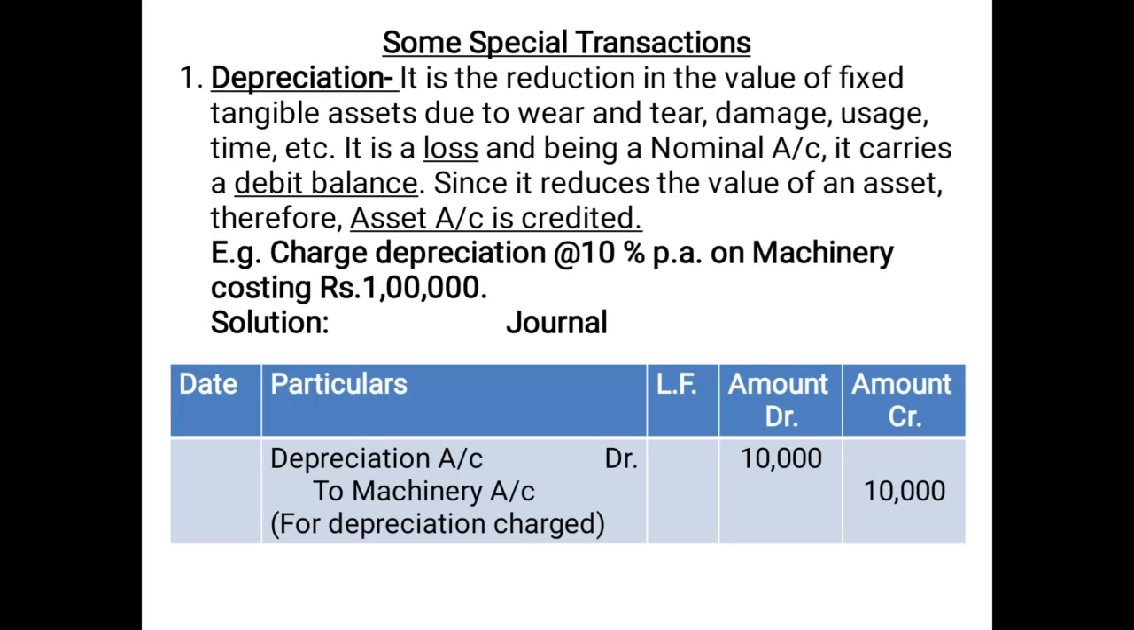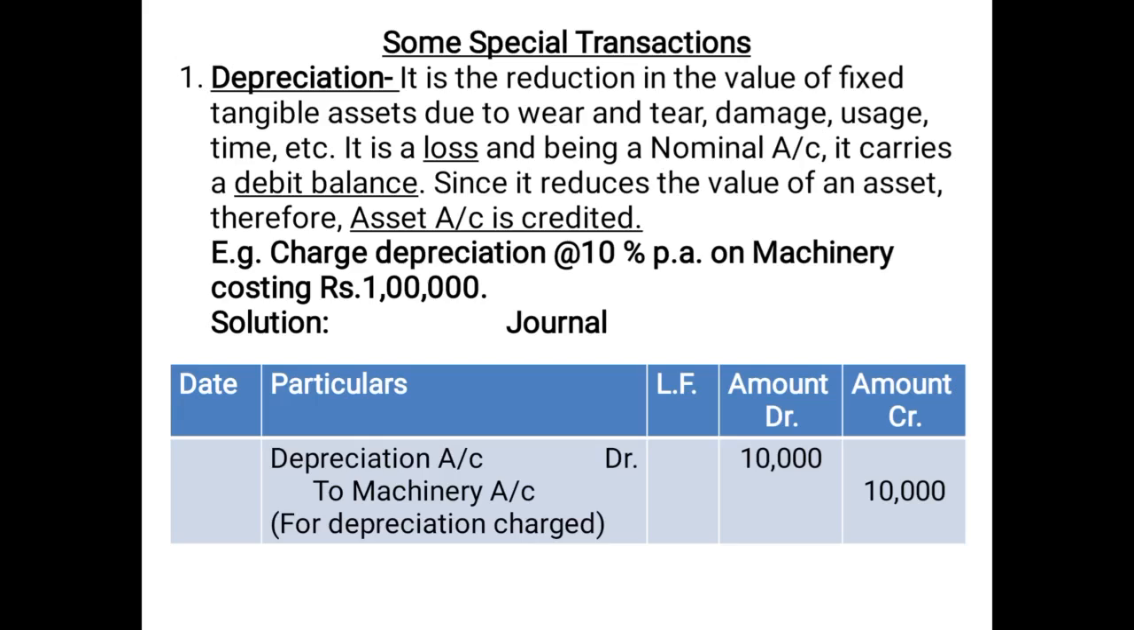For example, charge depreciation at the rate 10% per annum on machinery. PA stands for per annum, that means per year, on machinery costing 1 lakh. That means you have to charge depreciation at the rate of 10% on machinery, the cost of which is rupees 1 lakh. Now this per annum word is very significant, especially when the date of purchase of asset, machinery, etc. is given. But as of now, in this example, no date, nothing is given.